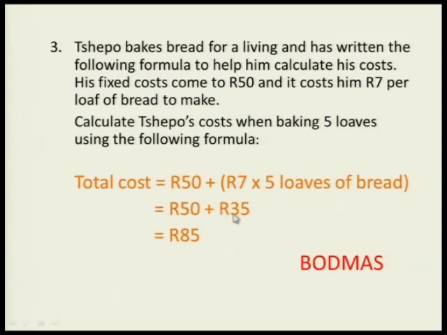Now you might get asked to write this formula, but let's pretend you were given it. Total cost equals 50 Rand plus, then a bracket, 7 times 5 loaves of bread. Remember BODMAS, you never forget about BODMAS. Whether you're in grade 3 or in matric or at varsity, you always use BODMAS. So BODMAS says brackets first, 7 times 5 is 35. Then you do addition, and 50 plus 35 is 85 Rand. So his total cost for making the bread is 85 Rand.